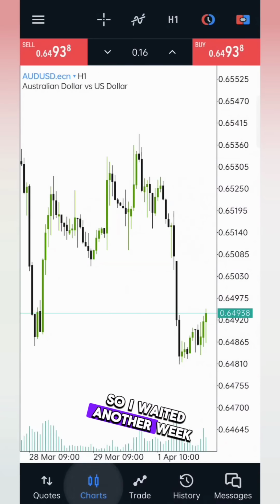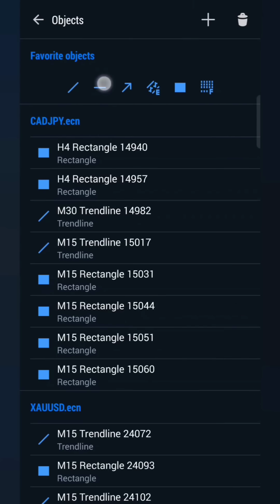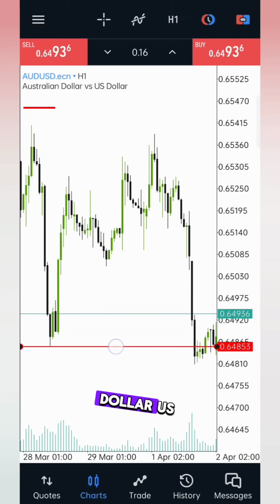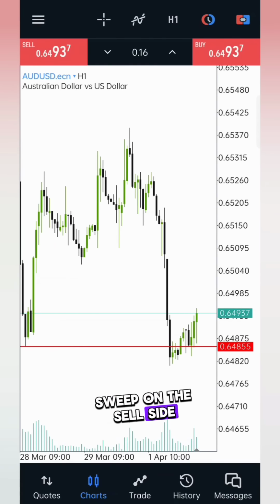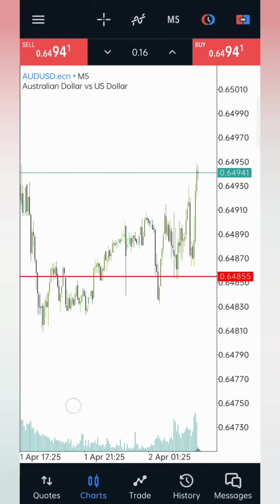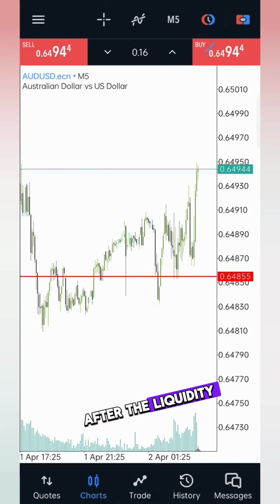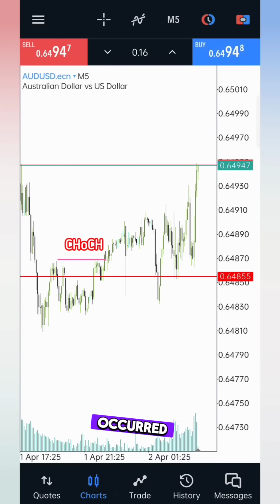So, I waited another week till the market opened, to take my third trade positions. Guys, now on the Australian dollar US dollar pair, you can see a clear liquidity sweep on the sell side. After the liquidity sweep, now on the 5-minute chart, a clear change of character occurred.